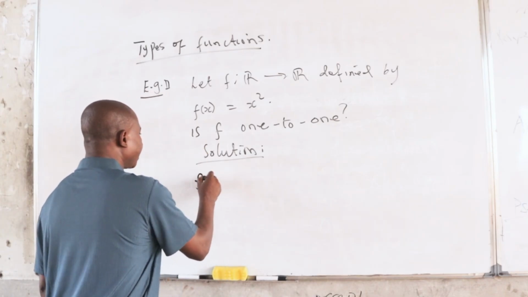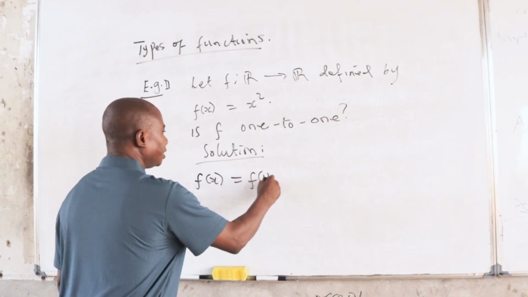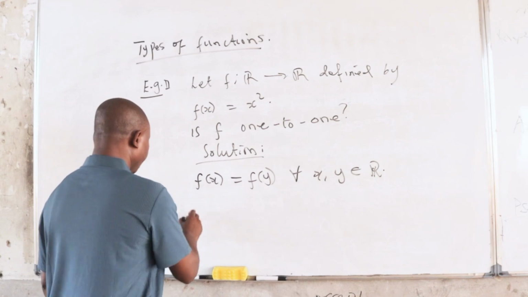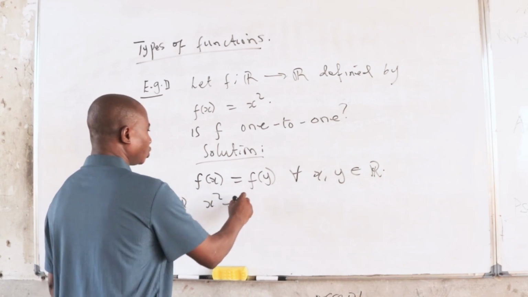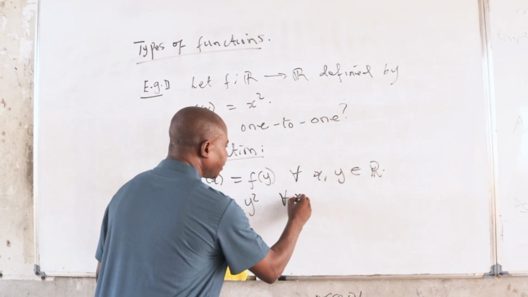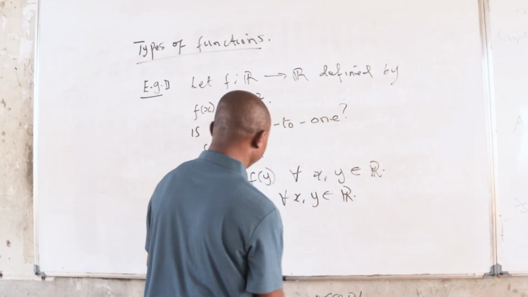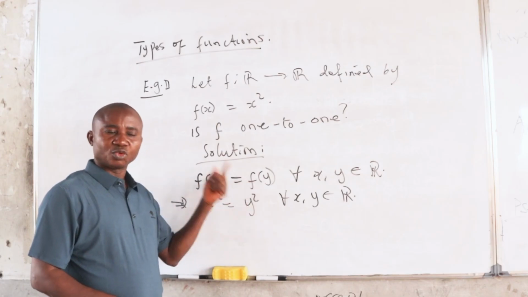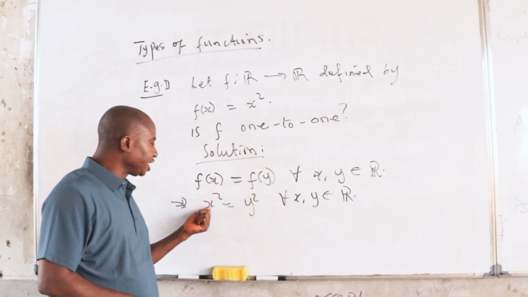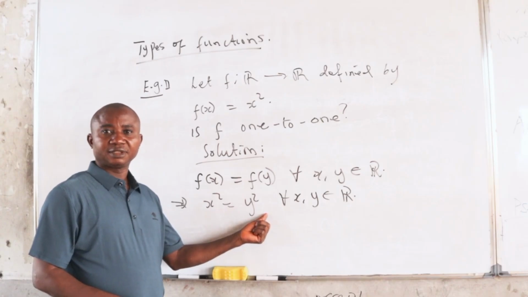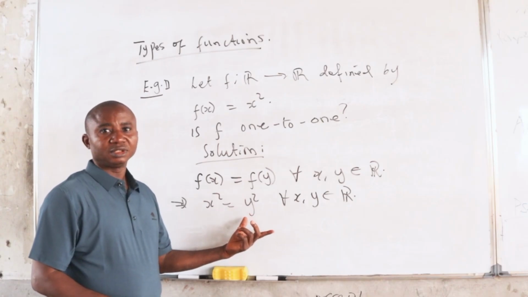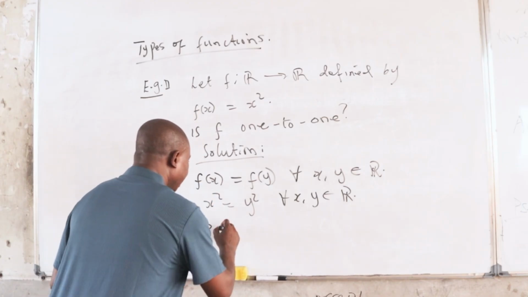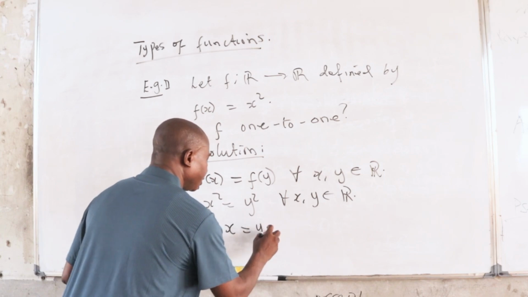Look, suppose f of x is equal to f of y for any x and any y in R. What does this mean? This means x squared is equal to y squared for all x and all y in the set of real numbers. Alright. If x squared is equal to y squared, we ask ourselves, what does it mean? Does it mean that x is equal to y? The answer is no.